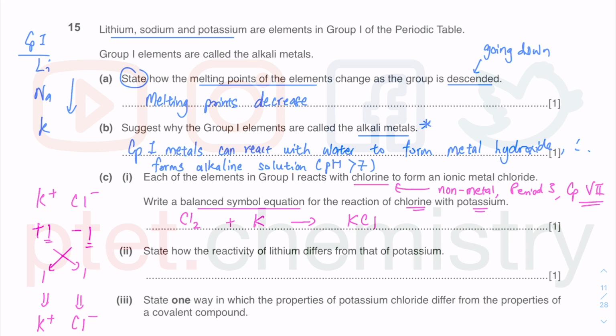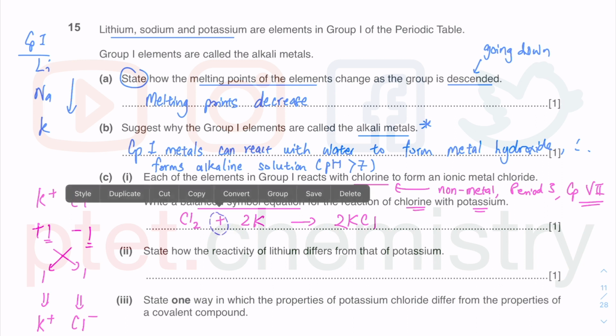Of course, they want the balanced equation. I've got 2 chlorine on the left, I've got 1 chlorine on the right. So I put a 2 there. Now I have 2 potassium, but I only have 1 potassium on the far left here, so I need to add a 2 in front to balance my equation.